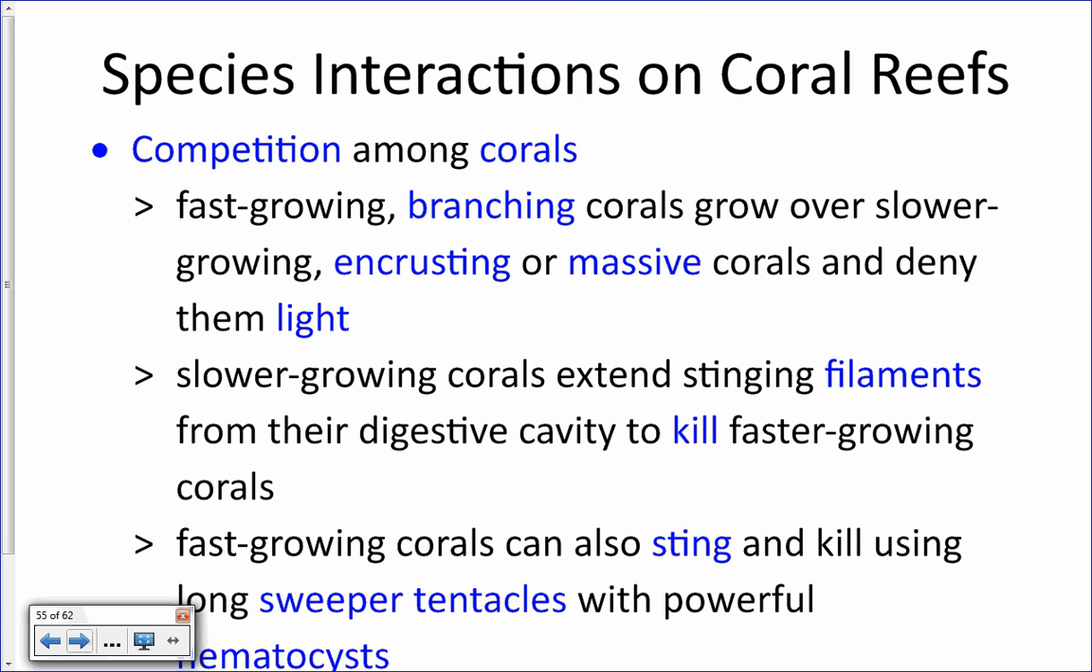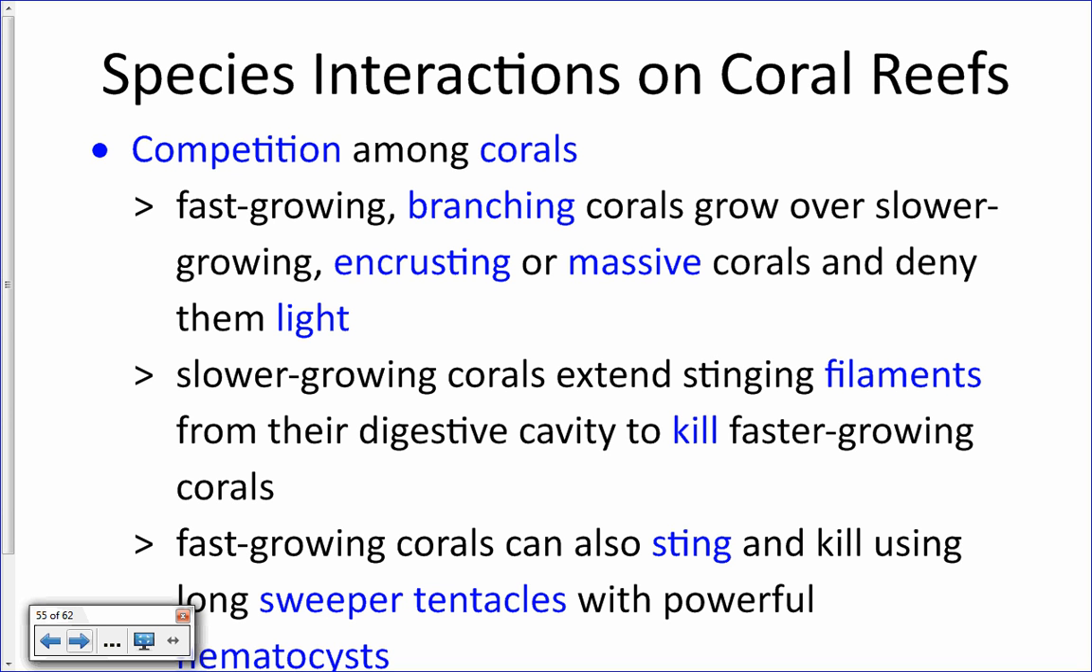So, lots of nutrients, lots of light equals lots of primary productivity, which means lots of animals supported on the reef. Those animals that live on the reef are going to interact. And there's a bunch of different interactions that they can have. So corals themselves can actually compete with each other for space and for light, because they need light in order to grow and a spot to attach.